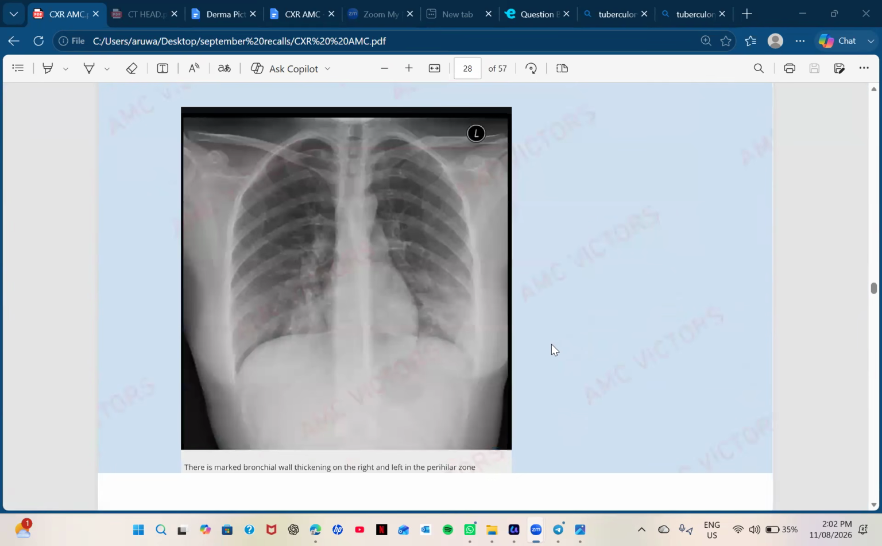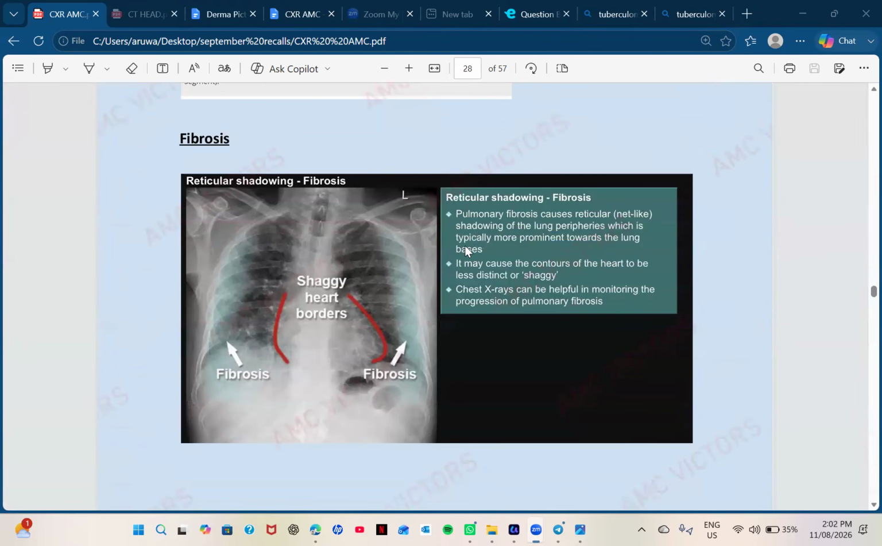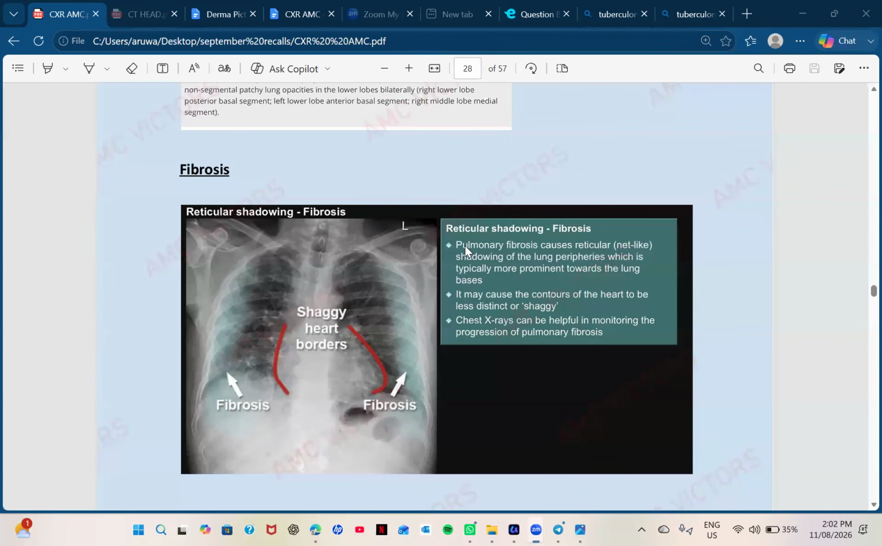Okay? Here you can see the peribronchial thickening into the lung base with inflammatory lower airway changes. There are non-segmental patchy lung opacities here. You can see the patchy lung opacities in these areas. Remember, bilateral patchy lung infiltrates, usually think about mycoplasma, right? Okay, how does fibrosis present?